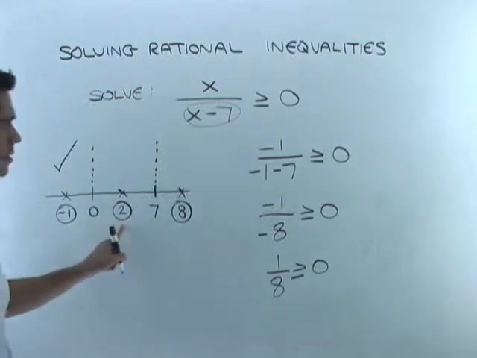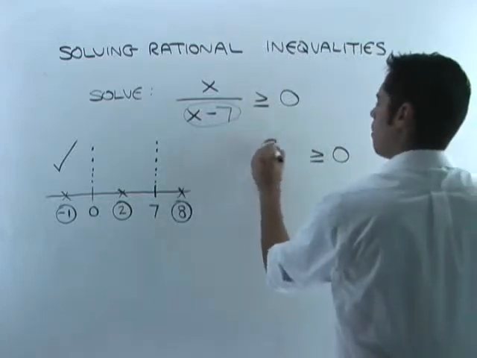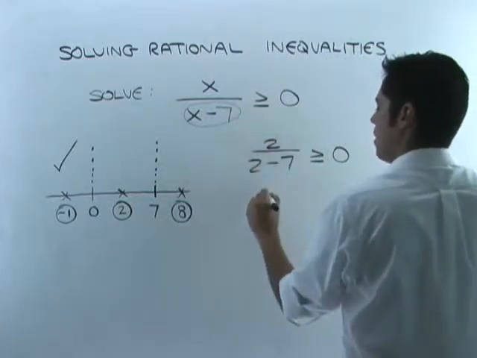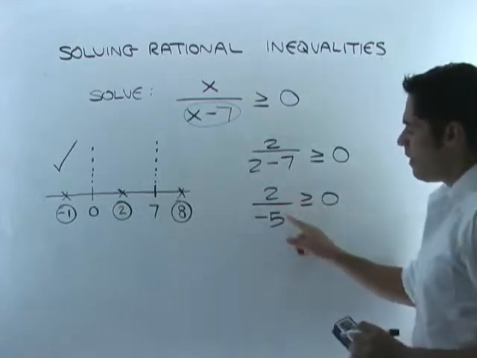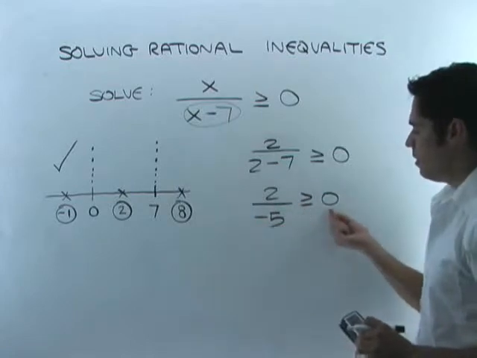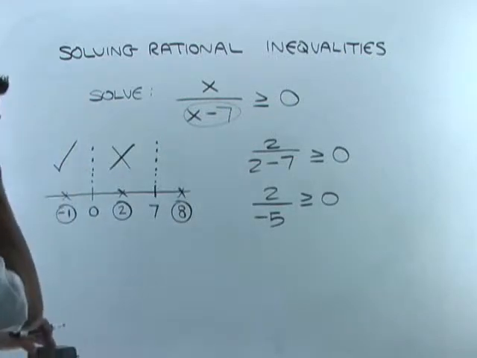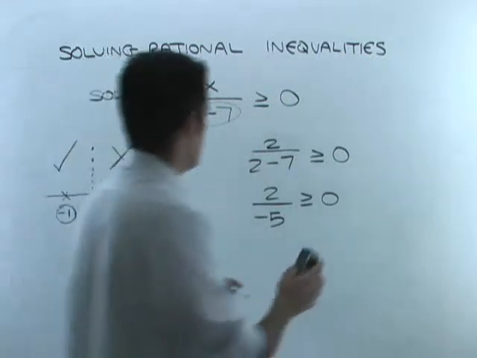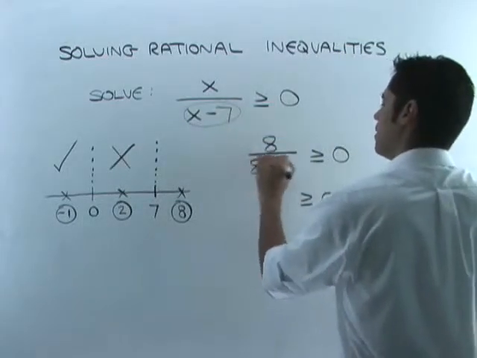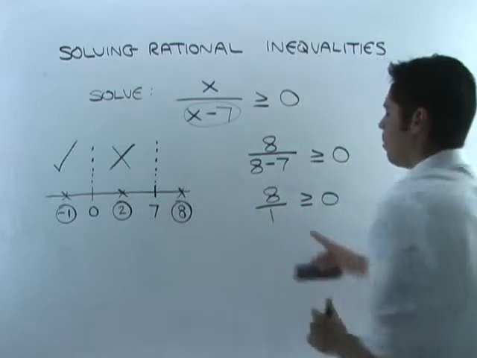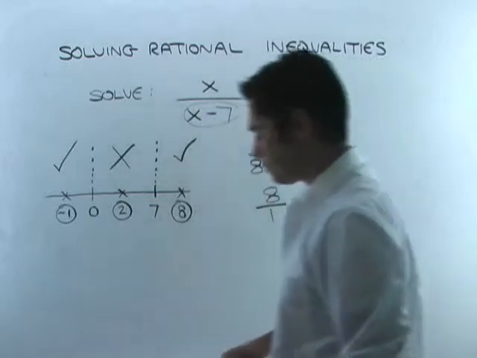I'm going to do the same thing for the number 2 now. So I go in, I plug it in. So 2 over 2 minus 7, that's 2 over -5 greater than or equal to 0. 2 over -5 is a negative number, and therefore it cannot be bigger than 0. Therefore I can say that the middle region here is not included in my solution. Then I go to 8 and I check again. So I'm going to plug 8 in here, 8 over 8 minus 7, that's 8 over 1, and of course that's just 8. 8 is bigger than or equal to 0, so I do want to include those points.